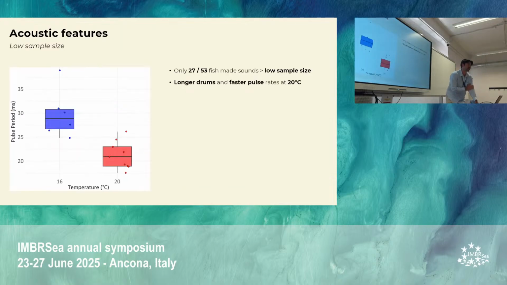The acoustic features that I only mentioned were not so easy to analyze because the sample was very low and only 27 fish made sound. Among them, only 15 could be analyzed properly. But we still managed to show that they made longer drums and faster pulses at 20 degrees.